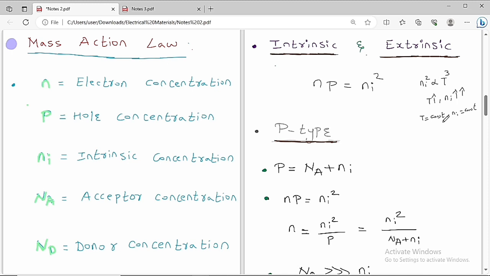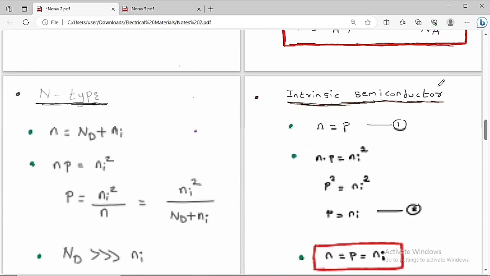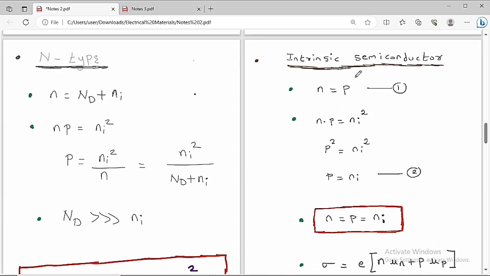Now, one more important point I want to tell you. I've already told you Ni is proportional to T cube. The intrinsic concentration is always proportional to temperature. Whenever temperature increases, Ni will increase. So for the intrinsic semiconductor, what I told you, n is equal to p is equal to Ni, just now discussed, right?